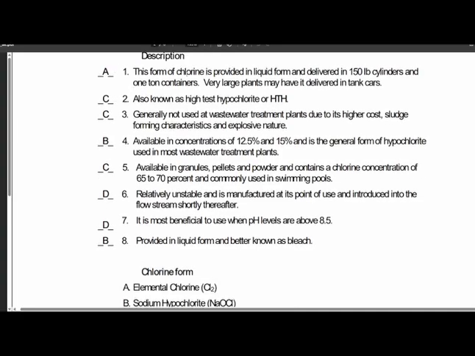Elemental chlorine is normally provided in liquid form and delivered in 150-pound cylinders and 1-ton canisters. Very large plants may have it delivered in railroad tank cars. Sodium hypochlorite is available in concentrations of 12.5% and 15% in the general form of hypochlorite used in most wastewater treatment plants. It's also known as bleach.